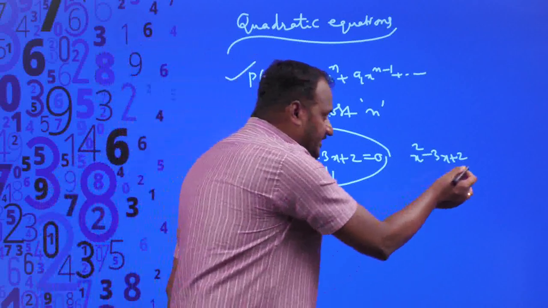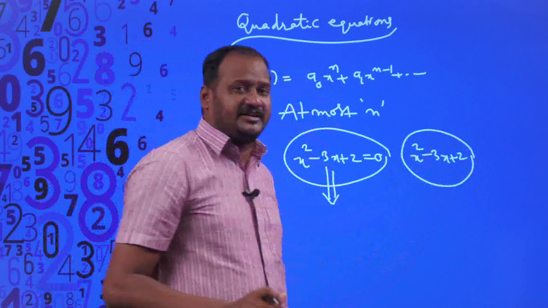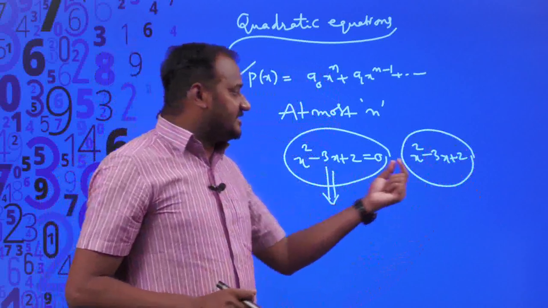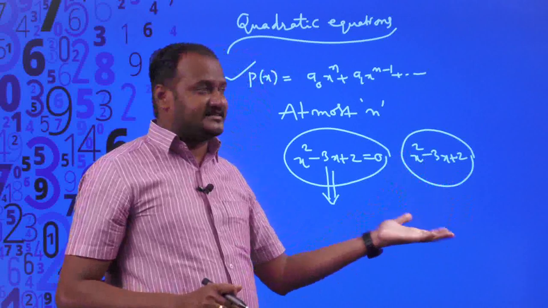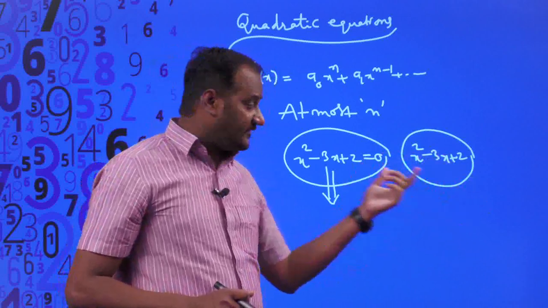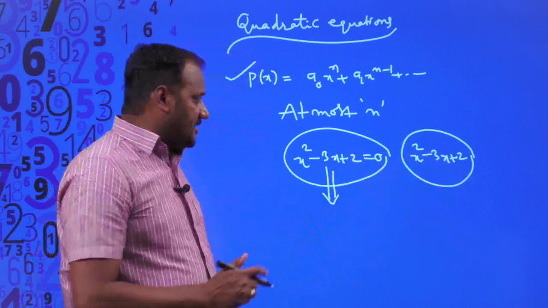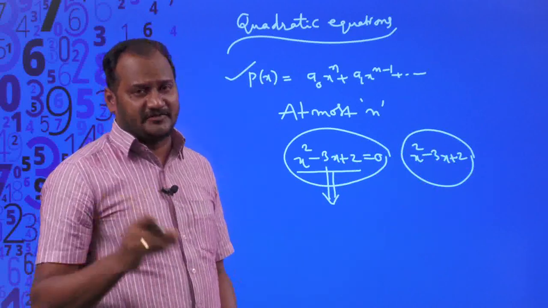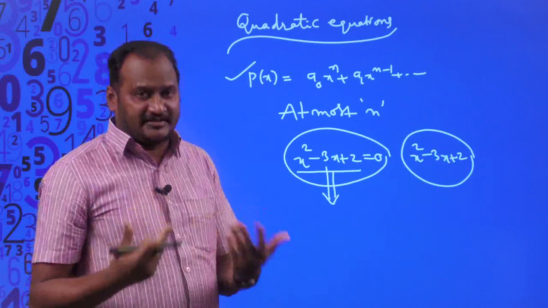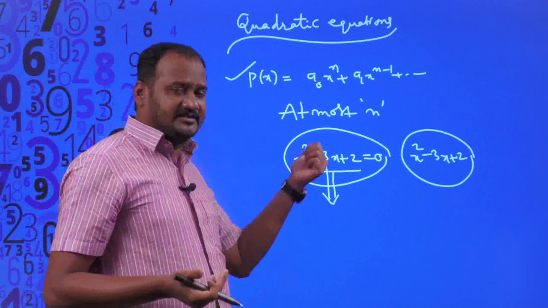But whereas x square minus 3x plus 2 is not equal to anything. Since it is not equal to anything, there is no particular value of x which satisfies it, because there is no equal to something. Since it is equal to 0, it means this entire left hand side term is going to be 0 for some value of x, or 2 values of x, or 3 values of x, it doesn't matter. That depends on the degree.